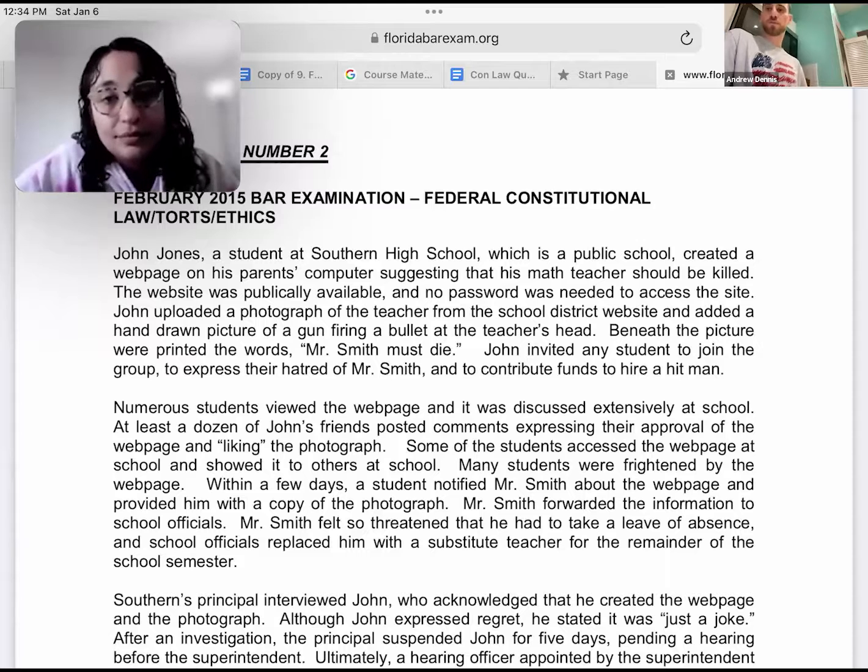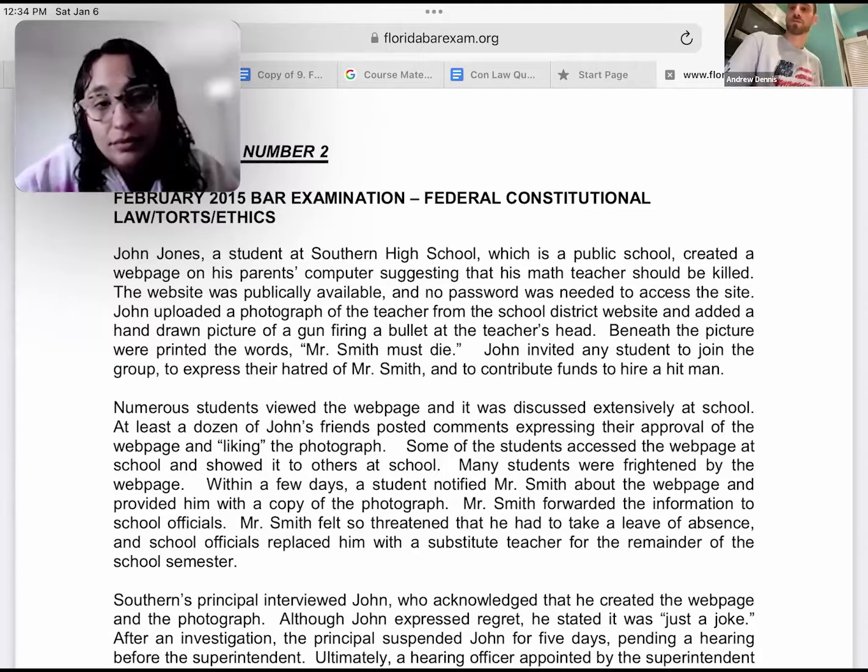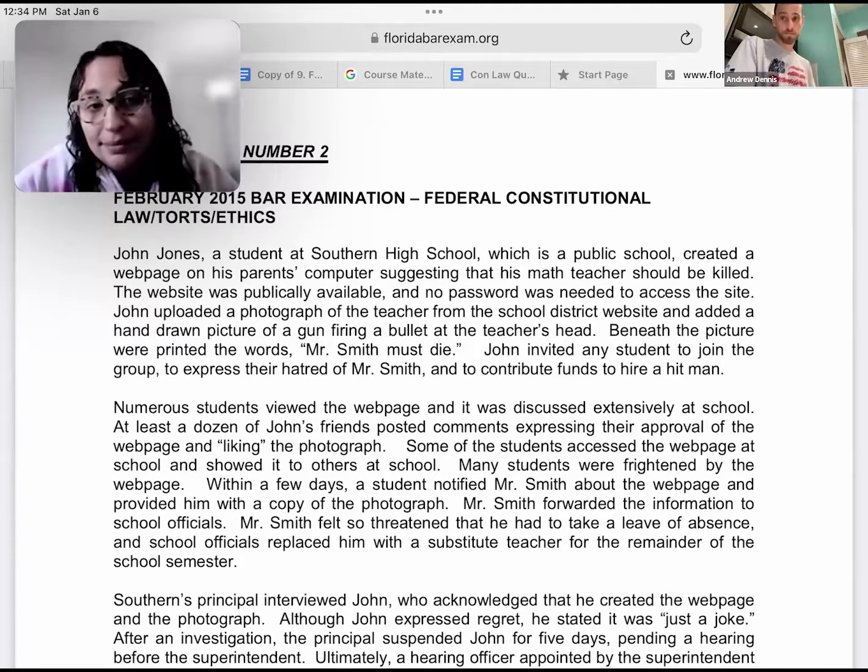John creates a website on his parents' computer suggesting that his math teacher should be killed. The website was publicly available and no passwords were needed to access the site. John uploaded a photograph of the teacher from the school district's website and added a hand-drawn picture of a gun firing a bullet at the teacher's head. You gotta be nice with your teachers.